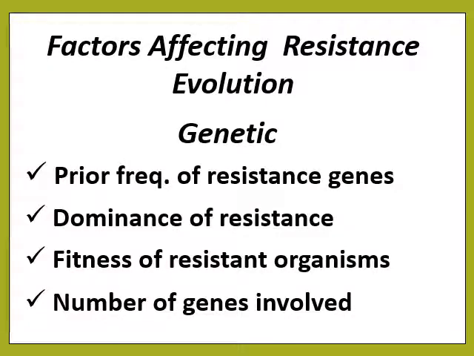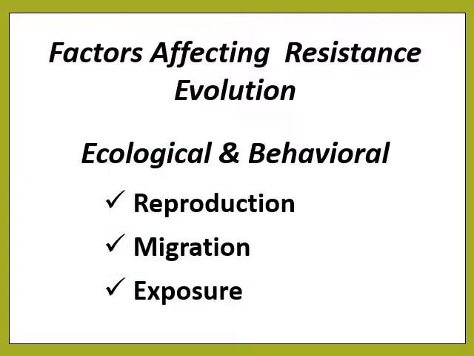Specifically, some genetic factors affecting resistance evolution include frequency of mutations for resistance, whether or not resistance is dominant. A dominant resistant trait is going to increase in frequency more quickly than a recessive trait. The fitness of organisms with the resistance allele. So if there's a trade-off that the resistance mutation causes them to grow less quickly, for example, that can slow down resistance. And the number of genes involved.